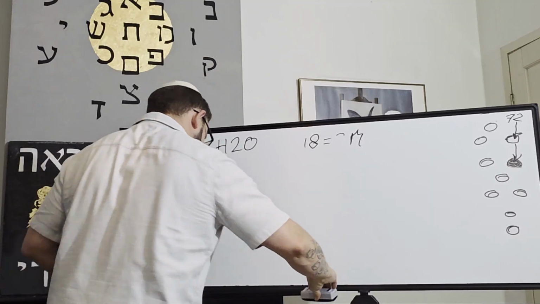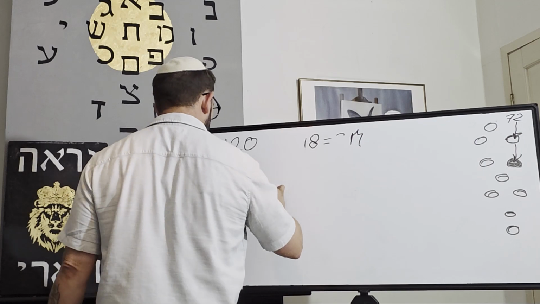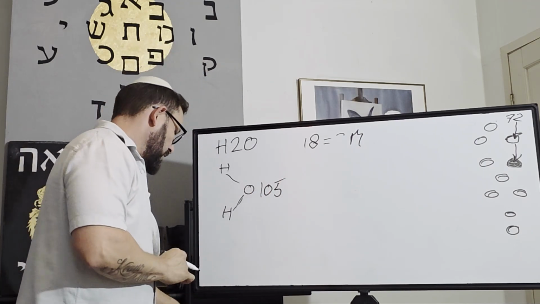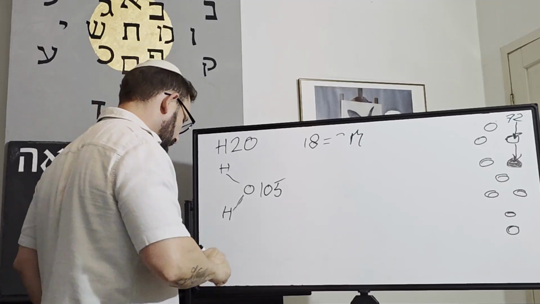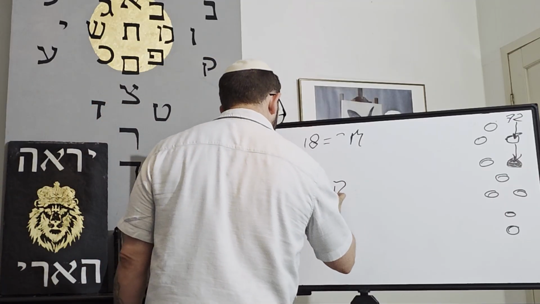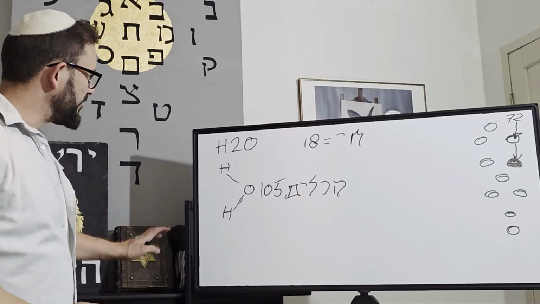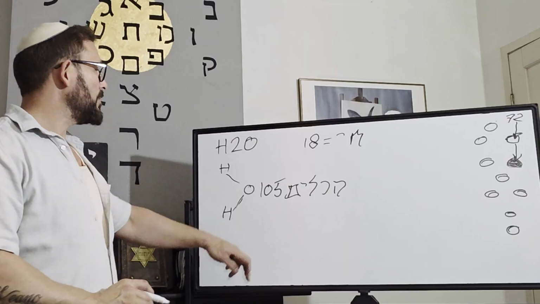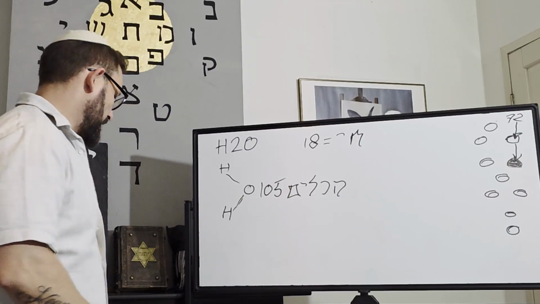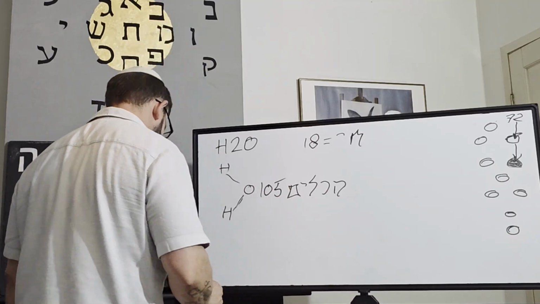And you'll find that in the value of its bond angle, which is approximately 105, 104.5 something. Okay, that's 105, and 105 is kelim, the vessels. So the angle measurement has the value of the vessels. Okay, so that's what it tells us. I see that connection.